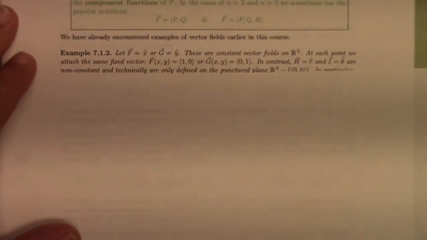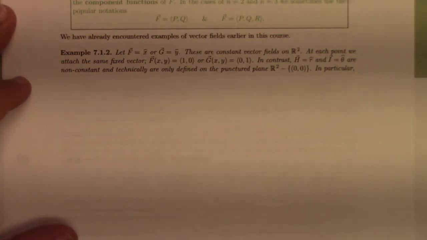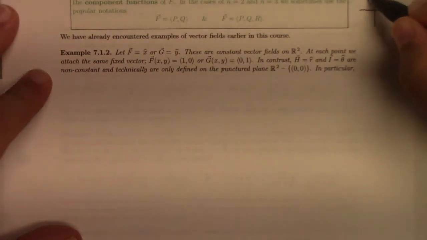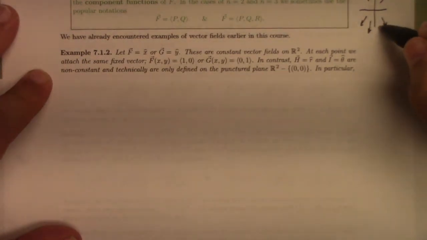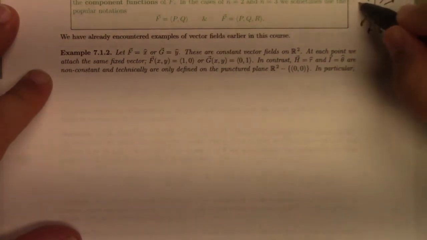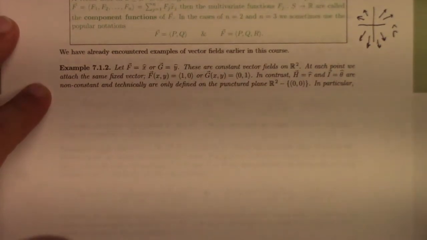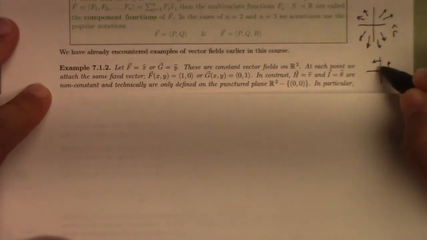One example is the constant vector fields, x hat and y hat. We also had r hat and theta hat. Those were non-constant. Here's a picture of r hat. It's a very partial picture, but it points radially out from the origin. And then this is r hat, roughly speaking, and theta hat points in the direction of increasing theta.